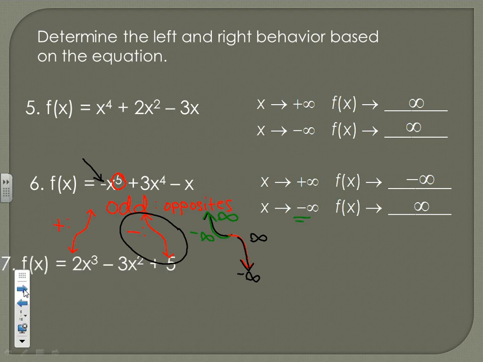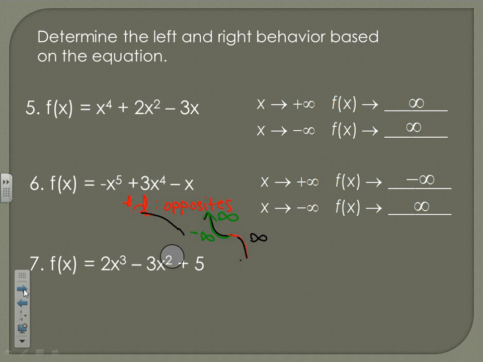Okay, we got us one more. I bet you've got it by now. Okay, looking at my degree. Degree is 3. It's odd, so I know it's going to be going in opposite directions. So now I look at my coefficient. My coefficient is a positive 2. So since it's positive, that means my graph is going to be going in opposite directions and it's going to be climbing. So in some shape or form, it's going to look like this.